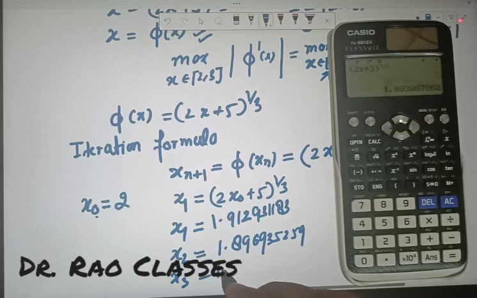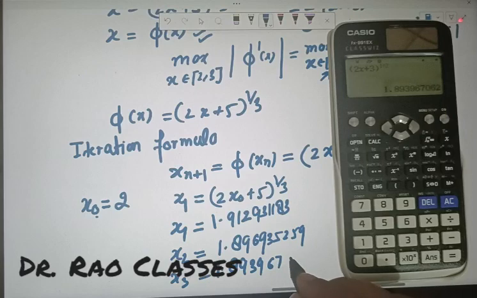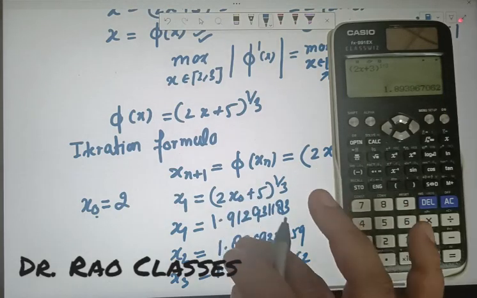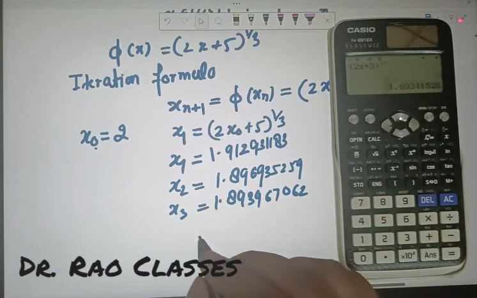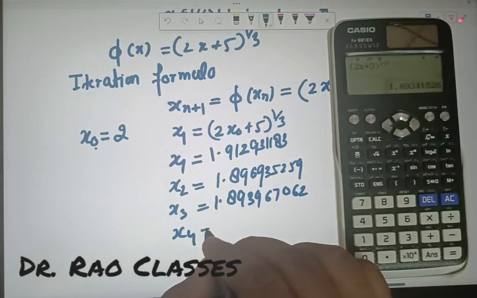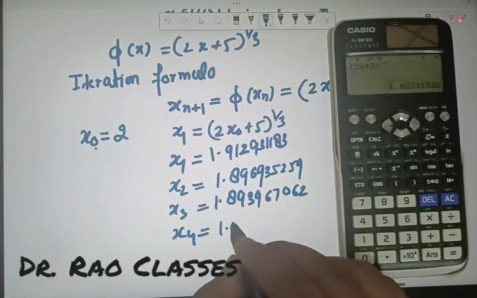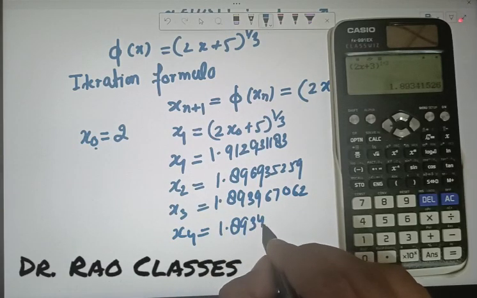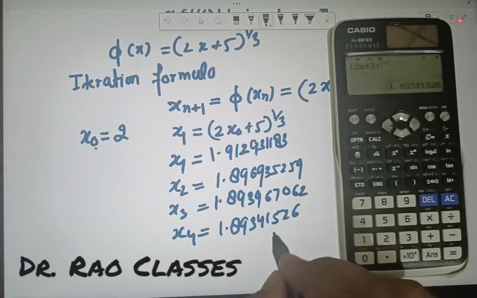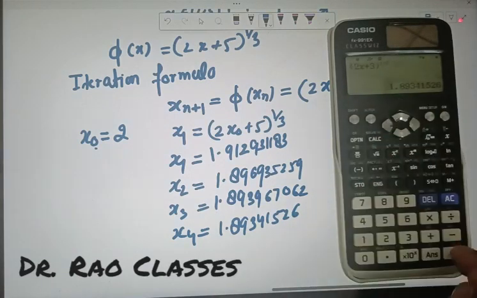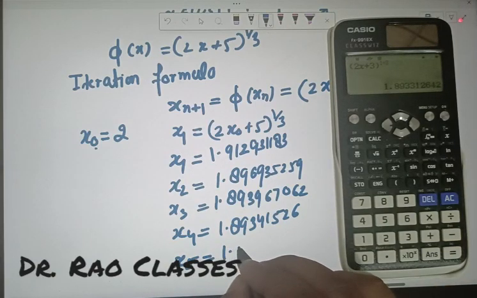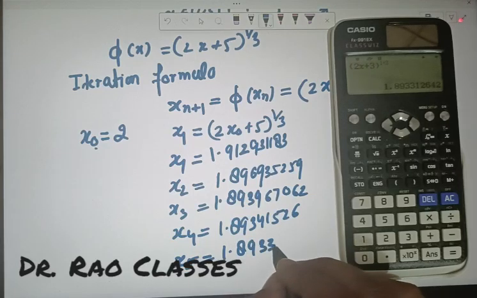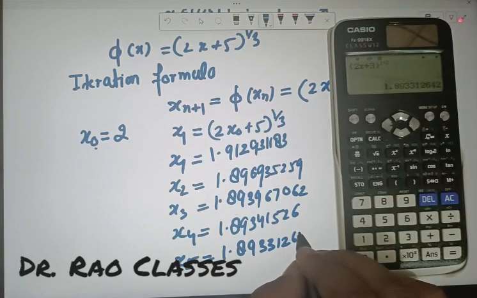Again store in x and go to the function, then find the new value x3. x3 will be as 1.8939676062. Now store in x and go to the function, and you are having here the fourth iteration as 1.89341526. Again store in x and go to the function. The new value will be calculated as x5, that is 1.8933122642.